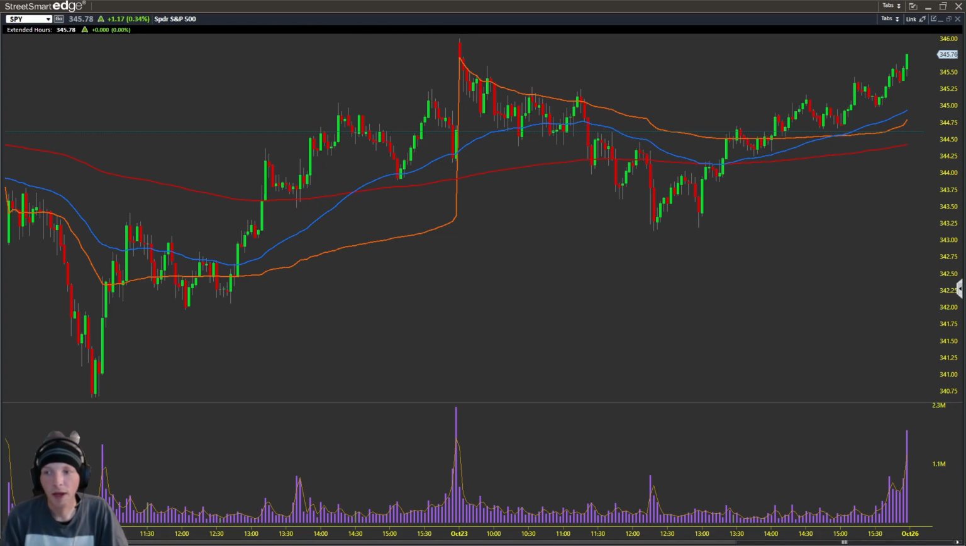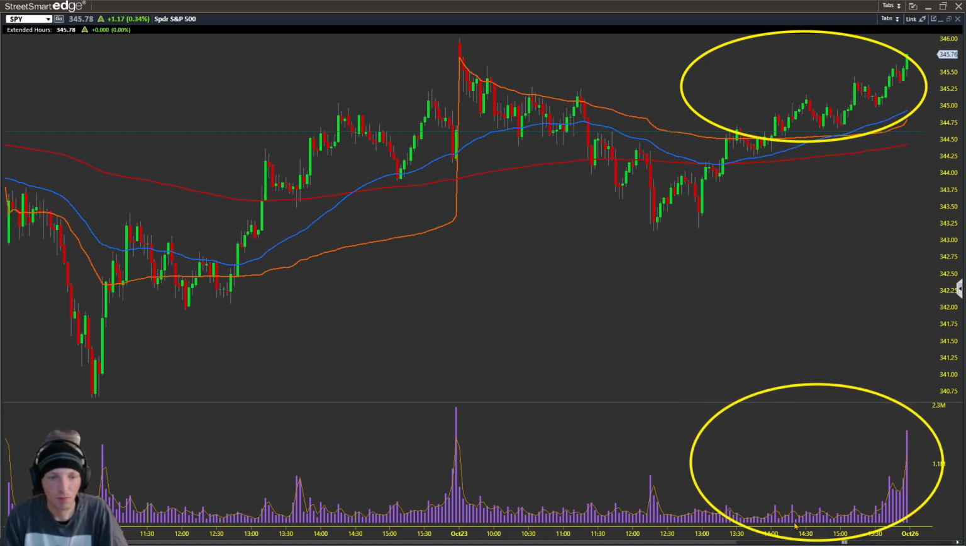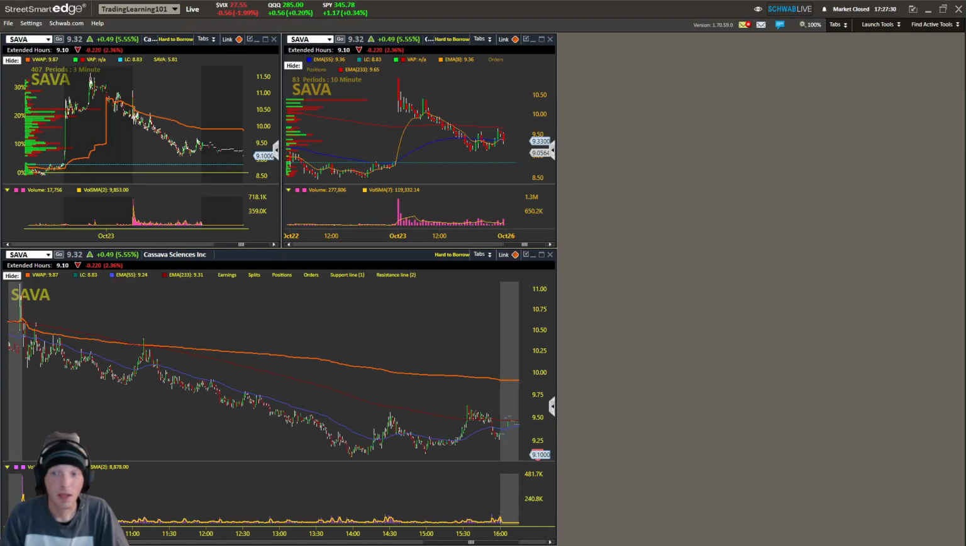But a little cool thing right here, when this blue moving average was coming down and looking like it was going to cross below the red moving average, what it simply did was it bounced right off of it and came right up to that VWAP, crossed over the VWAP, and continued trending higher and higher, even on increased volume, all right here. And again, this is all just personal preference.